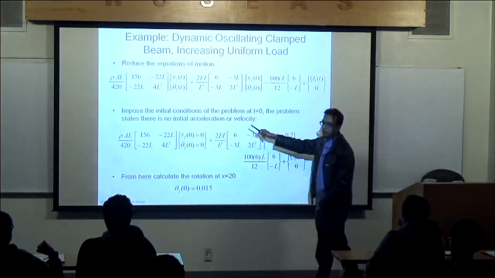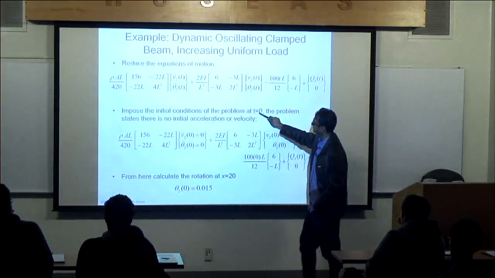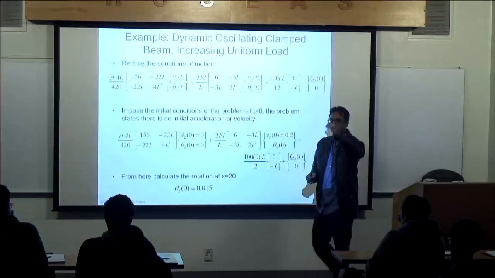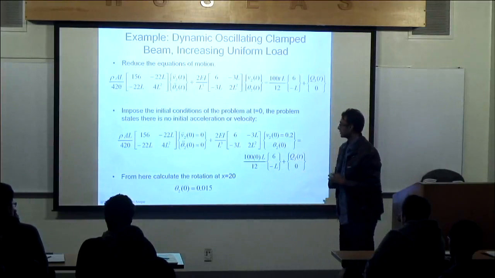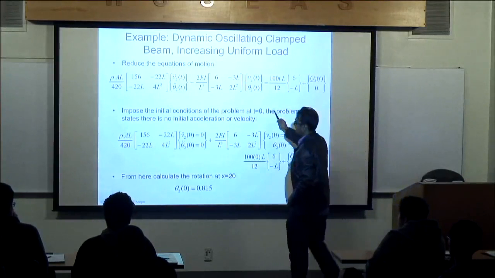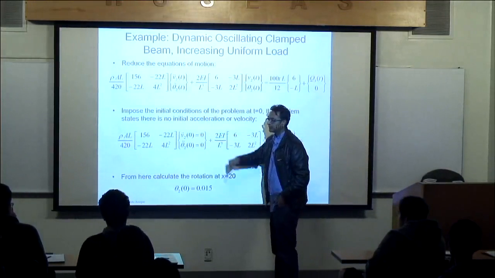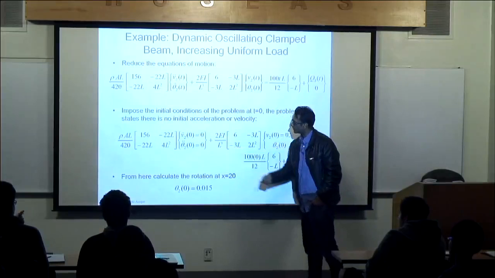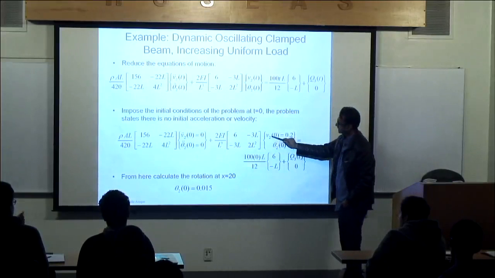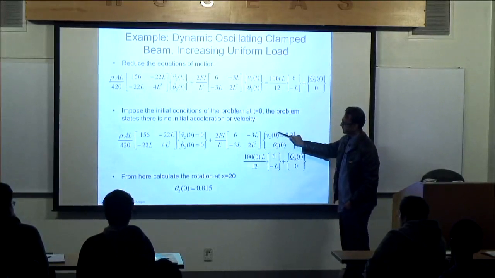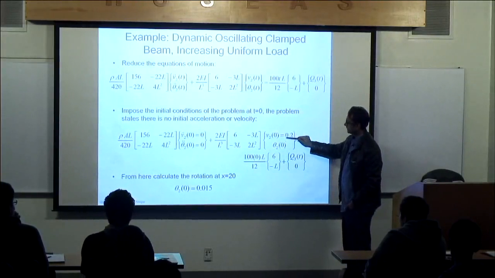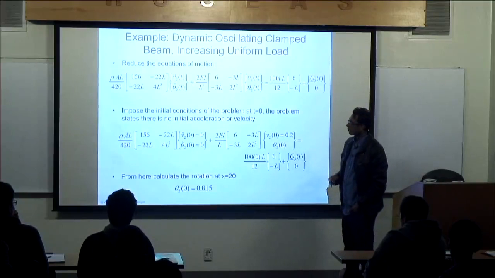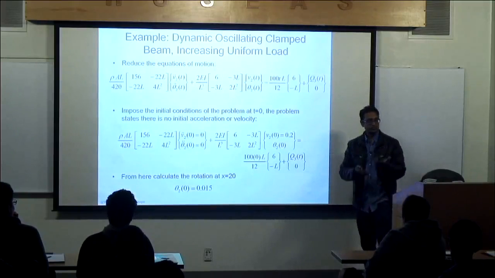So impose initial conditions of the problem at t equals 0. If I was you, I'd do this very systematically, just little by little, to go through this. At t equals 0, that's my acceleration terms. There's a displacement applied of 0.2 at that node, the right-hand side. I said in the problem, there's no acceleration.